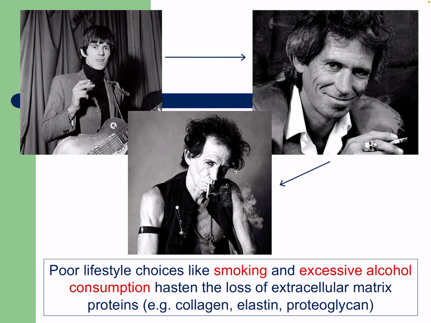Here's another example of how poor lifestyle choices such as smoking and excessive alcohol consumption can hasten the loss of these extracellular matrix proteins such as collagen, elastin, and proteoglycans. So even though you're not as old as some other people, you can start to see the loss of these proteins, which can make you age faster than you normally would.